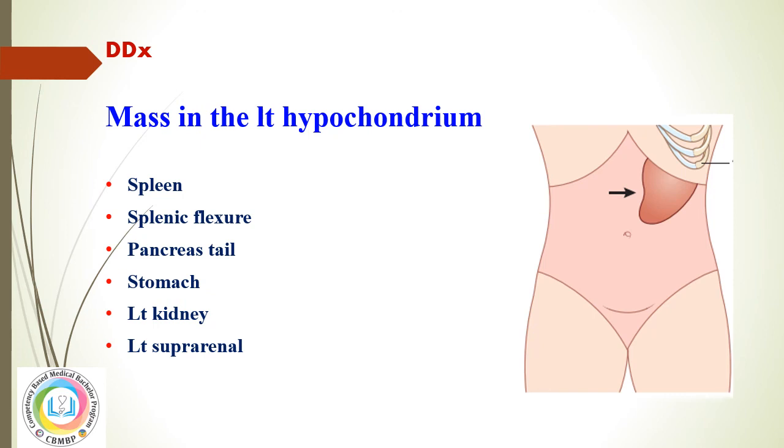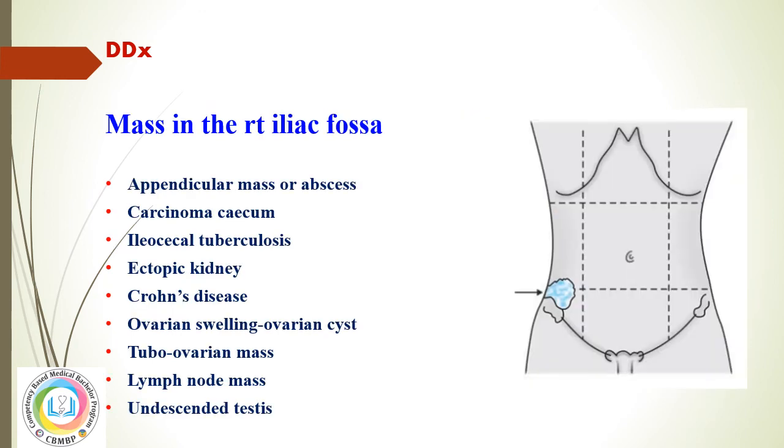Mass in the left hypochondrium, it may be arising from the spleen or the splenic flexure of the colon, may arise from the tail or body of the pancreas, may arise from the fundus of the stomach or body of the stomach, may arise from the left kidney or left suprarenal gland.